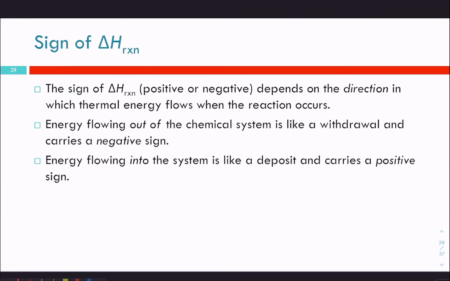And it's the sign of delta H that tells you in which direction the heat is flowing. This again goes back to thinking of the system as our chemical reaction. So if the system is this box, the sign of delta H is telling you which way in or out of that box the heat is flowing. So if energy is flowing out of your chemical system, that's a negative delta H, or exothermic.